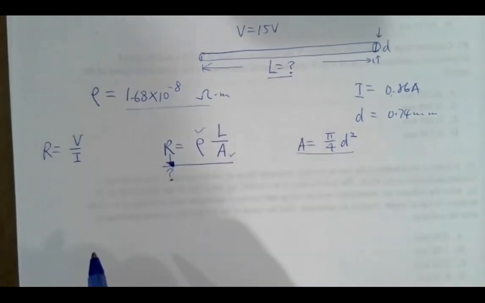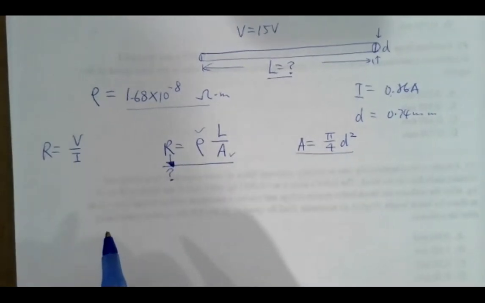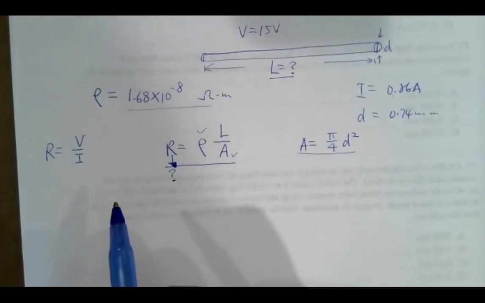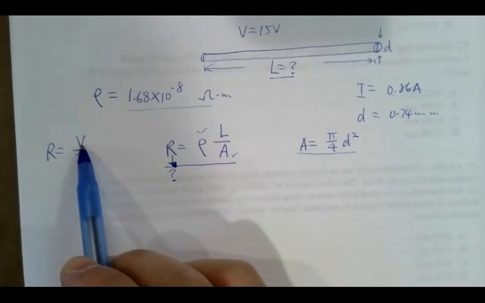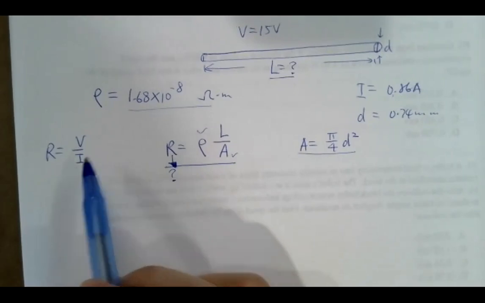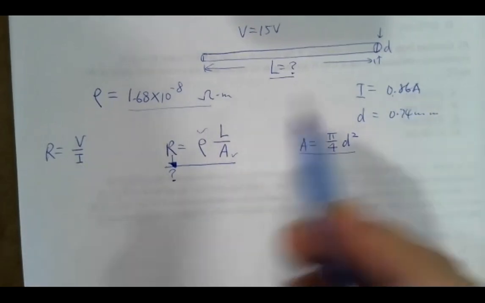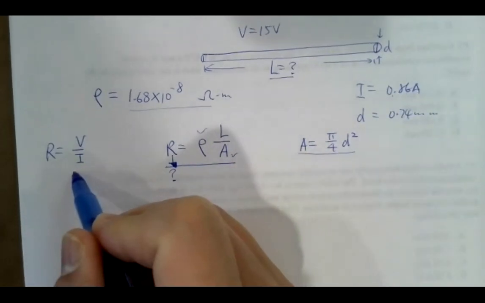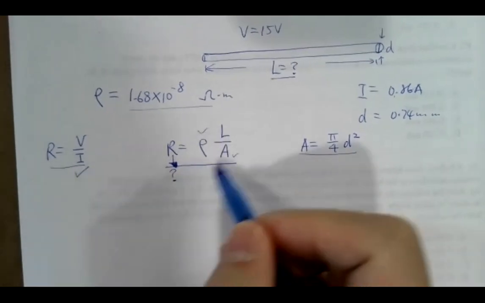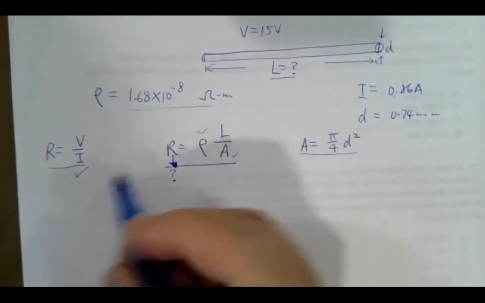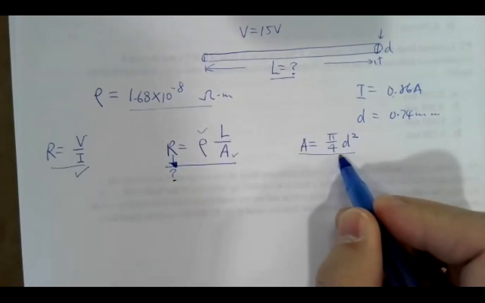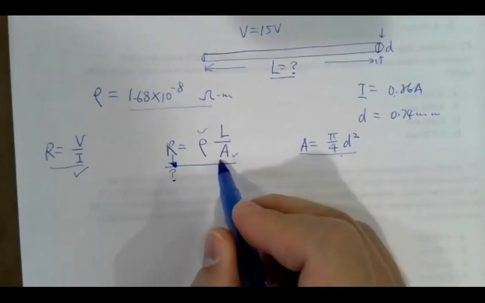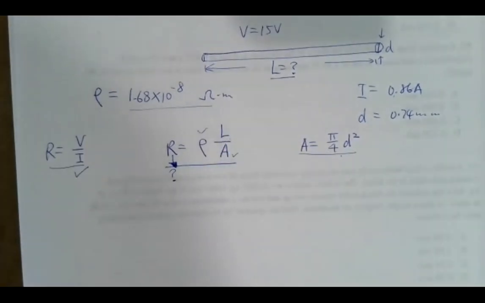Let's use the other information that we haven't used. We know that V is equal to 15. We know I is equal to 0.86. So you can solve for R from here. Once R is solved, then L can be solved. So you calculate R, calculate A, and then put those two into this equation to solve for L.